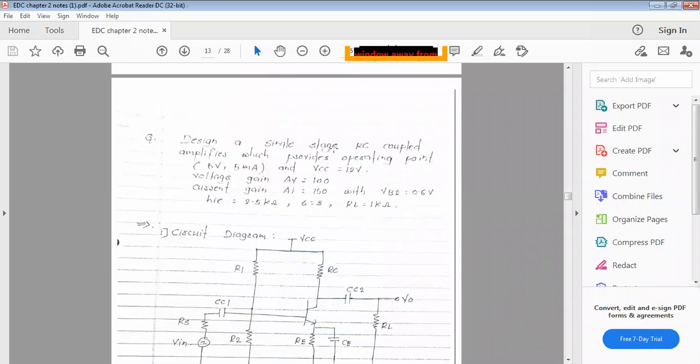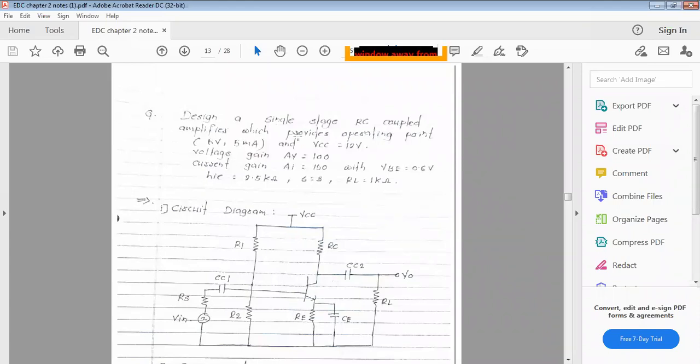Okay. So VBE is 0.6, they have mentioned. If they have not mentioned, we have to take it as 0.7 as a standard value. But in our case, they have mentioned it already. So we have to take VBE as 0.6. HIE, that is the input resistance of the transistor, is 2.5K. S, that is the stability factor, is 3, and RL is equal to 1 kilo ohm.